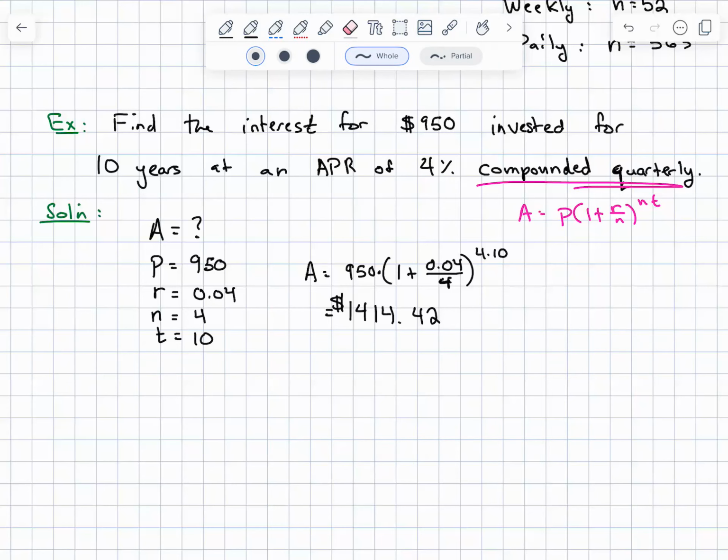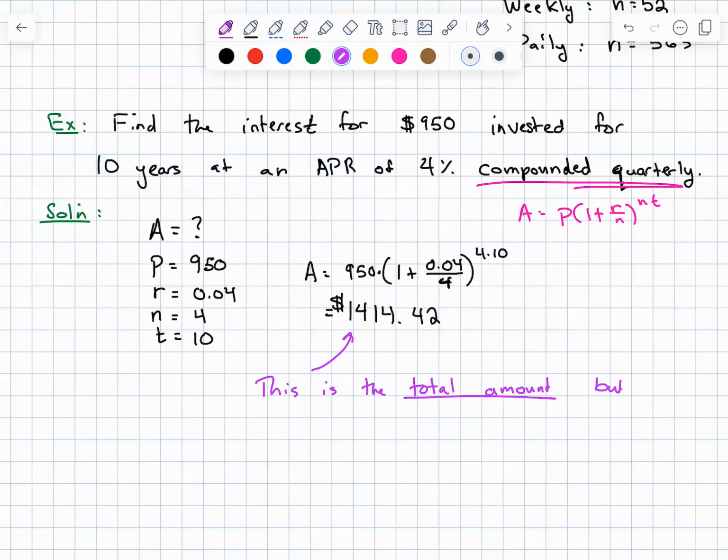So John Doe student, silly John Doe, is at it again. He boxes this. It's a 10-point problem. I give him 7 out of 10. Why? That's not the final answer. The final answer is asking for the interest. This is the total amount, but we want the interest.